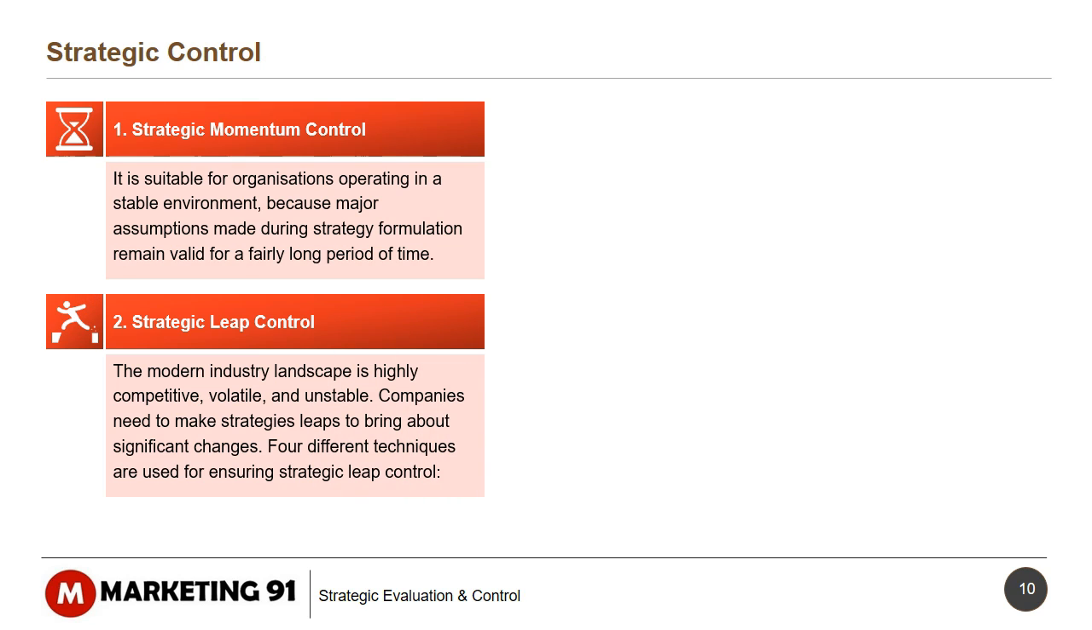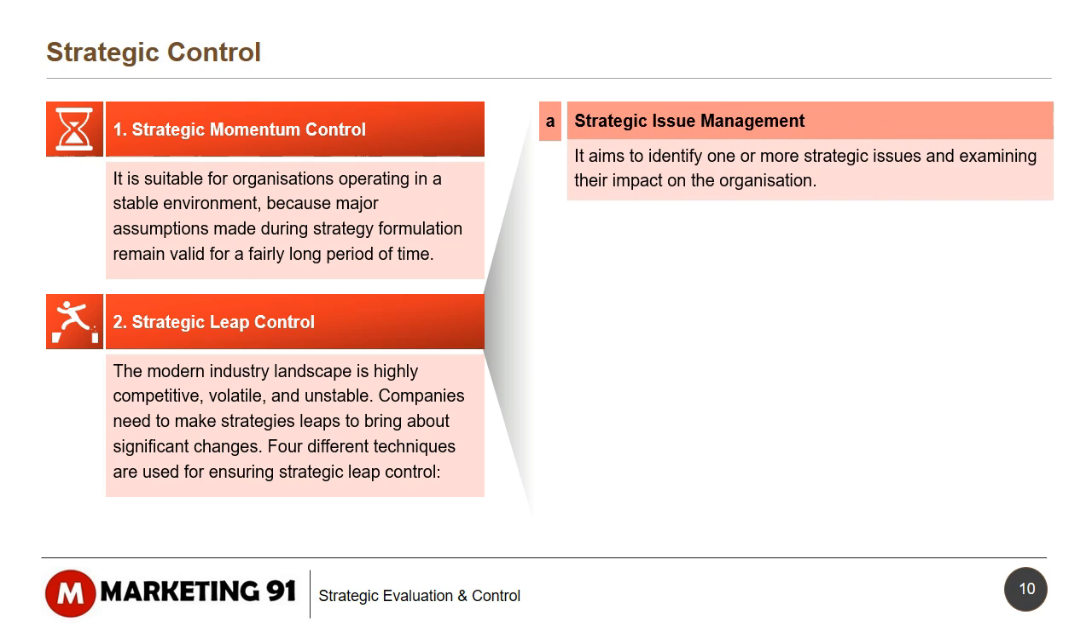Strategic leap control. The modern industry landscape is highly competitive, volatile, and unstable. Companies need to make strategic leaps to bring about significant changes. 4 different techniques are used for ensuring strategic leap control. Strategic issue management. It aims to identify one or more strategic issues and examine their impact on the organization.